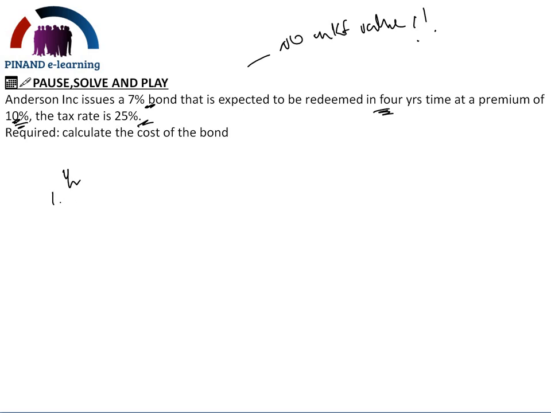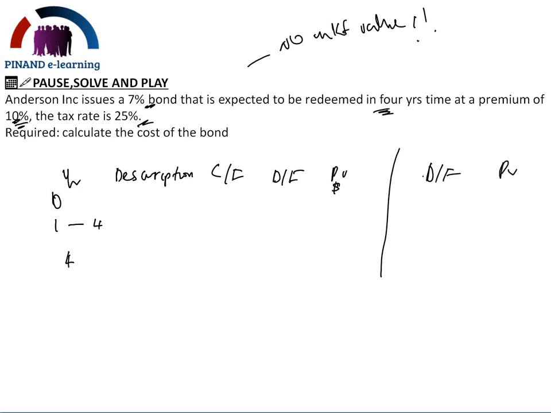So see here, year 0, year 1 to 4, then year 4. We have description, cash flow, discount factor, then present value, discount factor, then PV. This is market value. It's always 1 at year 0. So this is 100.